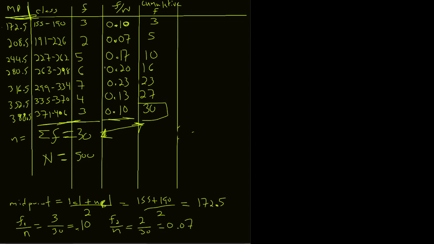This tells me that if I am on this class here, I've got 10 pieces of data for everything below. It tells me how many things have come before. And so if I get to this class here, I've got 27 pieces of data from the upper class limit all the way down to my starting point. The cumulative frequency is a way of showing how much has come before.